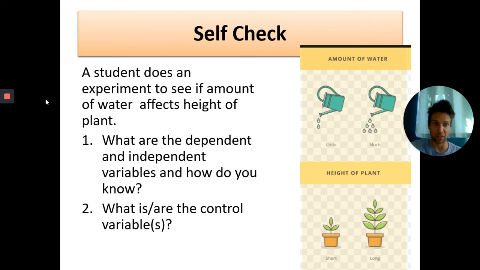What is the student measuring? The student is measuring the height of the plant. That is our dependent variable, the height of the plant, because we're trying to see, does amount of water affect the height of the plant?